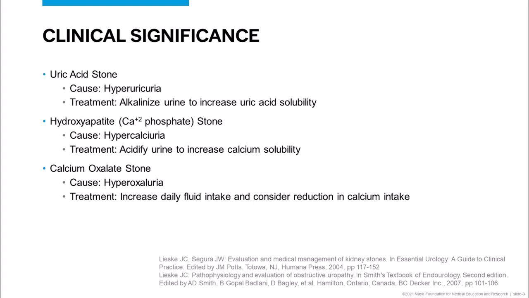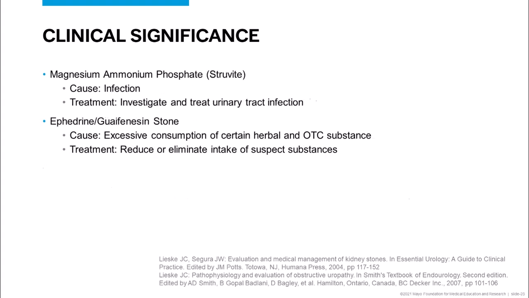Or in the case of a hydroxyapatite stone, with an underlying cause being the hypercalciuria, how we could acidify that urine and therefore increase calcium solubility to, again, prevent that future stone formation. And again, calcium oxalate stones being one of the most common, obviously there's some other things we can do from a lifestyle perspective, which is increasing daily fluid intake and also reducing calcium intake. And so there can be some lifestyle changes in addition to different treatments and or medications that could be prescribed.